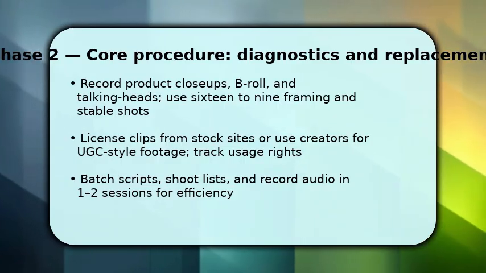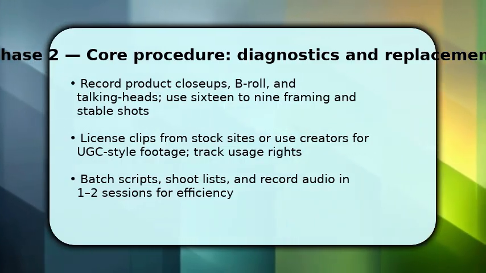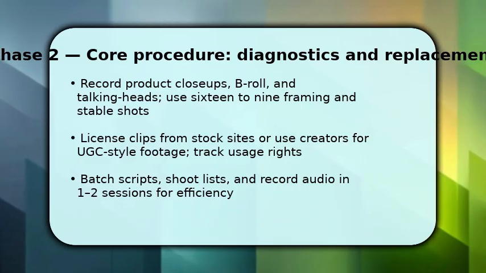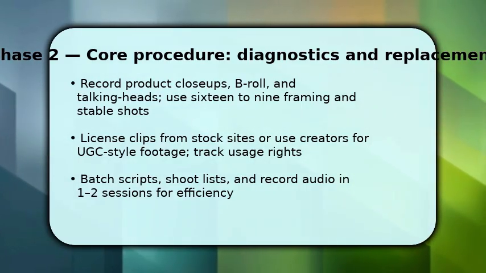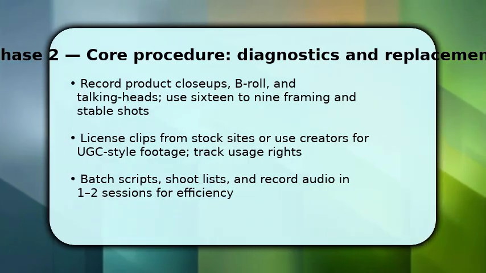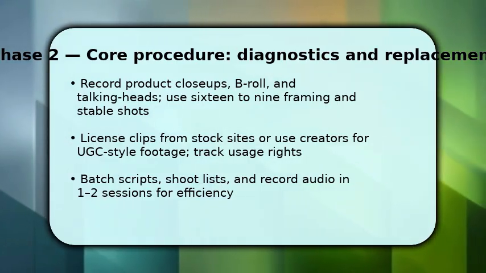Make shot lists and batch record in 1 or 2 sessions to maintain consistent energy and lighting. Then, organize files with descriptive names so editing is fast. This saves hours when you assemble multiple affiliate videos.